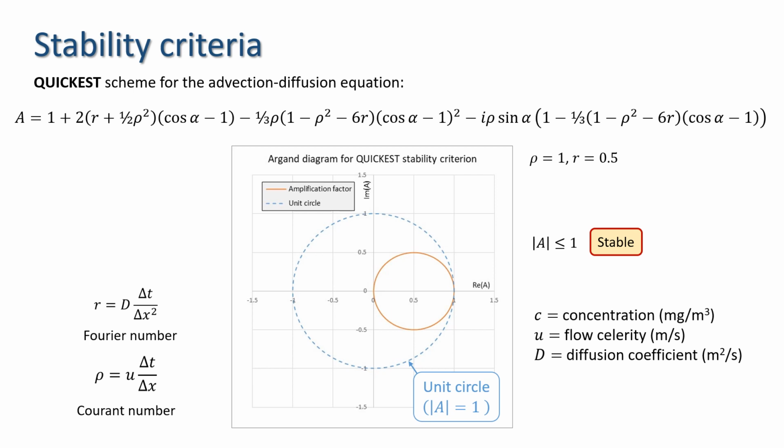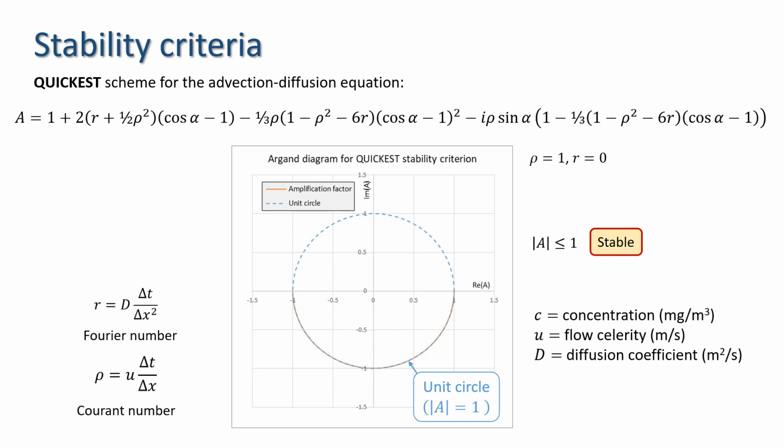Returning to the case ρ equals 1 and r equals 0.5, let's see what happens if we keep ρ as 1 and change r. First, let's look at r less than 0.5. Here we have the case ρ equals 1 and r equals 0.4, which is clearly stable. For r equals 0.3, the Argand diagram looks like this. r equals 0.2 gives us this. r equals 0.1 gives us this, and we can clearly see that the modulus of A is approaching 1 as r decreases.